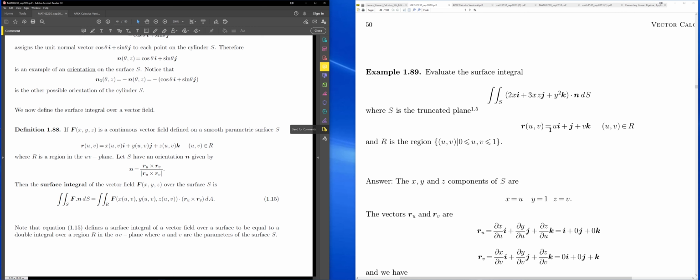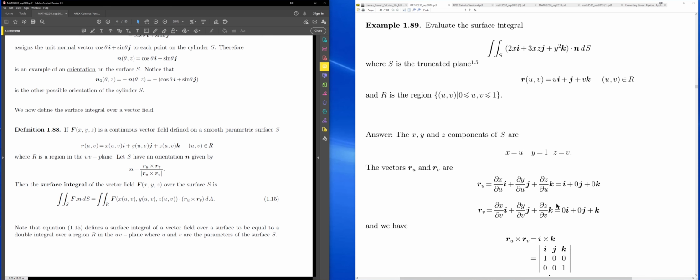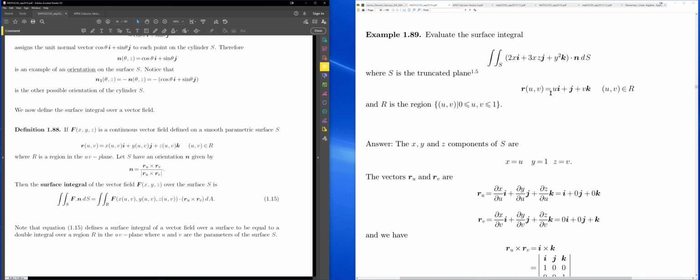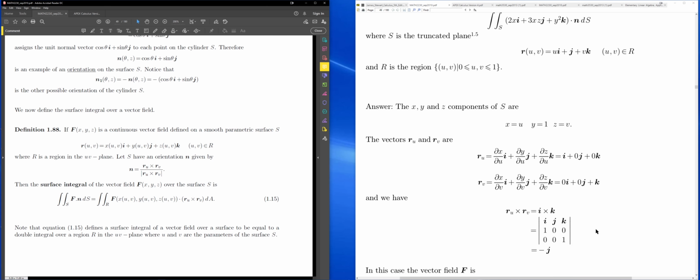Okay, so the parametric surface in this case here is R(u,v), where x is equal to u, y is equal to 1, and z is equal to v. You get the vector Ru by differentiating each of your component functions with respect to u, so you get 1 here, 0 here, and 0 here. Differentiate the R with respect to v to get Rv, so you get 0 here, 0 here, and 1 here.